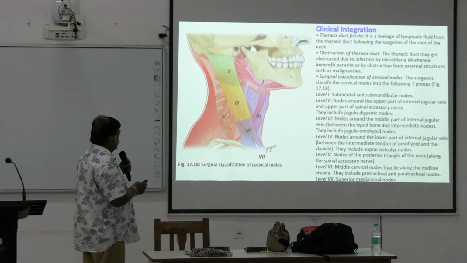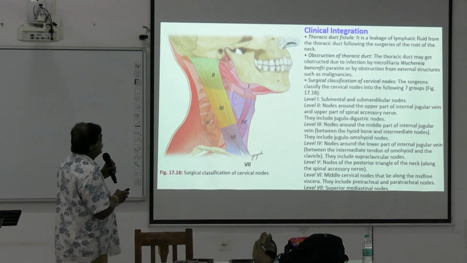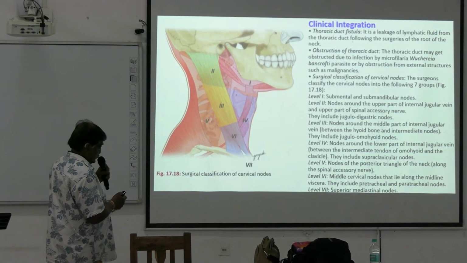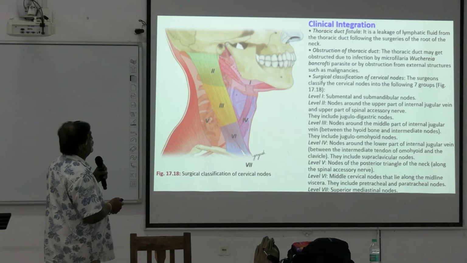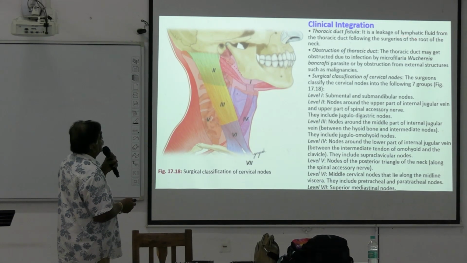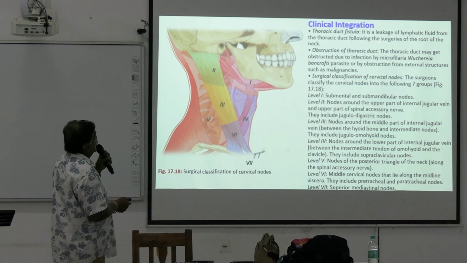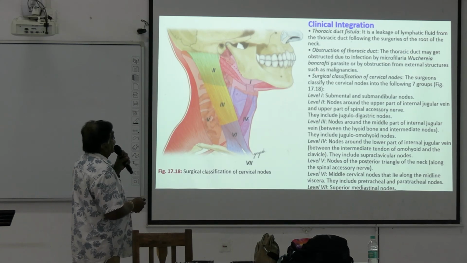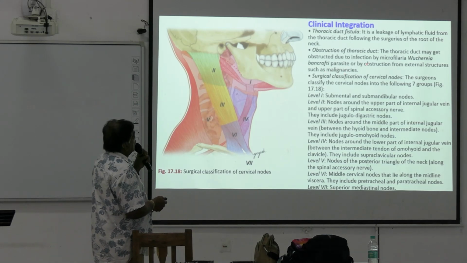Surgical classification of lymph nodes. Again, you remember the thoracic duct fistula. It is a leakage of lymphatic fluid from the thoracic duct following surgeries of the root of the neck. Obstruction of the thoracic duct: the thoracic duct may get obstructed due to infection by microfilaria, Wuchereria bancrofti parasites, or by obstruction from external structures such as malignancy.